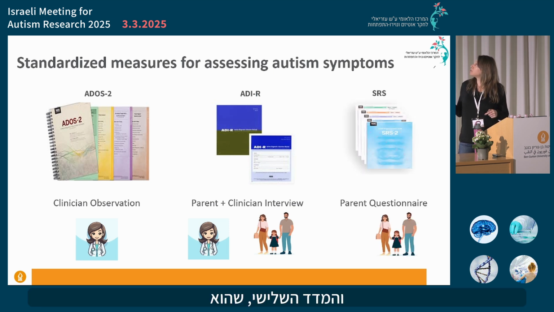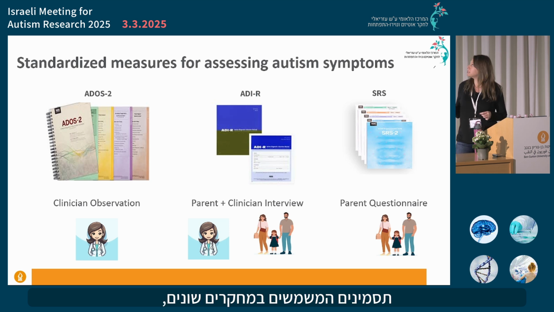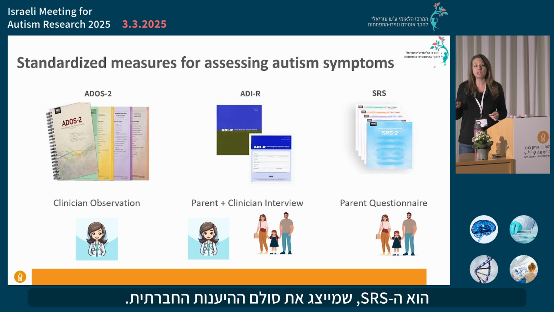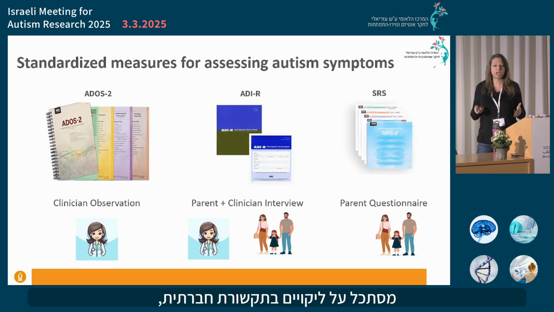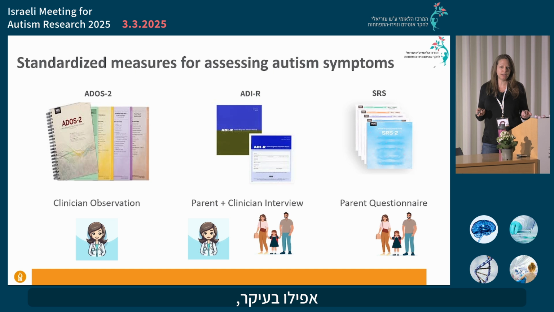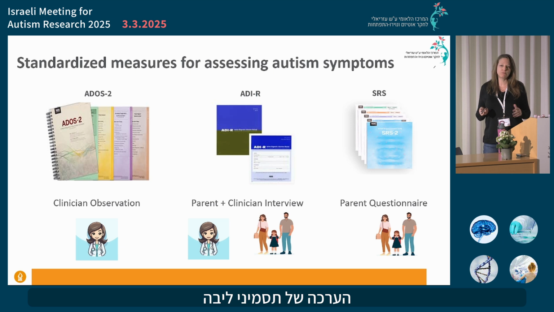And the third measure, which is a very common measure for core symptoms used in different studies, is the SRS, which stands for the Social Responsiveness Scale. So this is solely a parent questionnaire. The parent fills out a questionnaire looking at both social communication deficits, mainly, and also restricted repetitive behaviors, to produce an assessment of core symptoms only based on parent report.